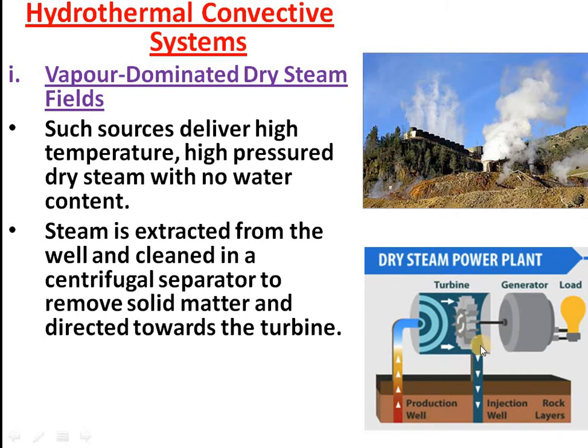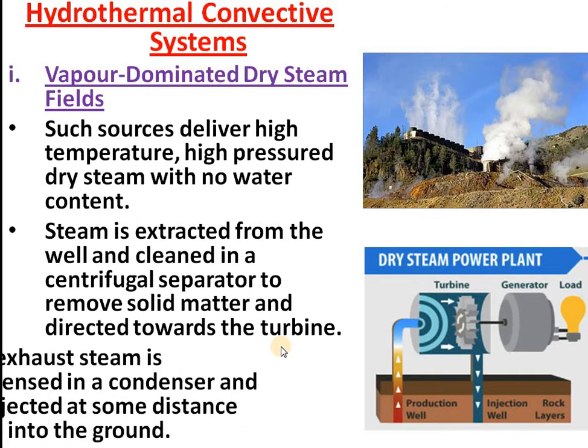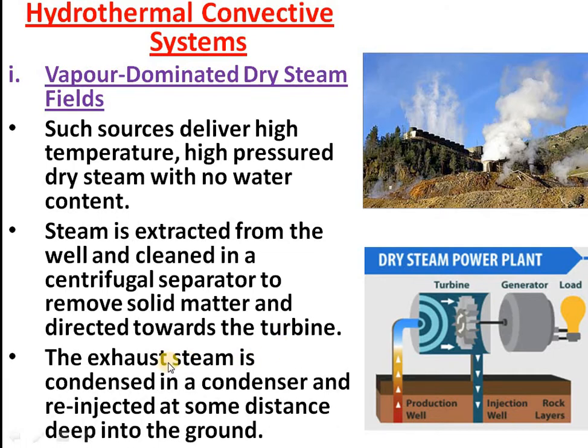You have to refill it. So this condensed water is again packed into those areas so that it can be further boiled and taken back out. Okay, so that is the process then. Exhaust steam is condensed in a condenser and re-injected some distance deep into the ground.